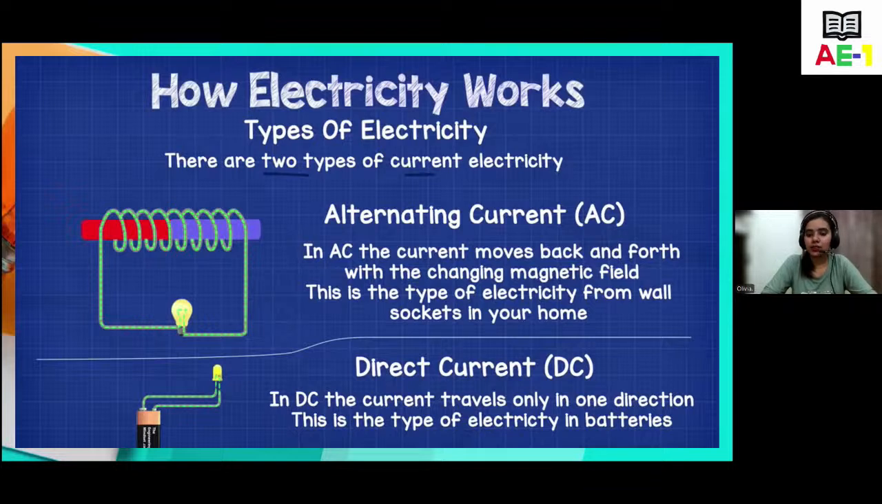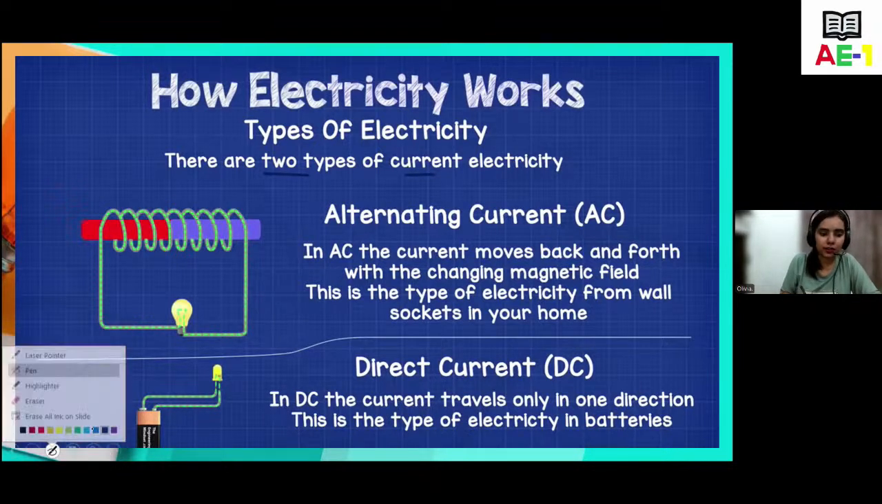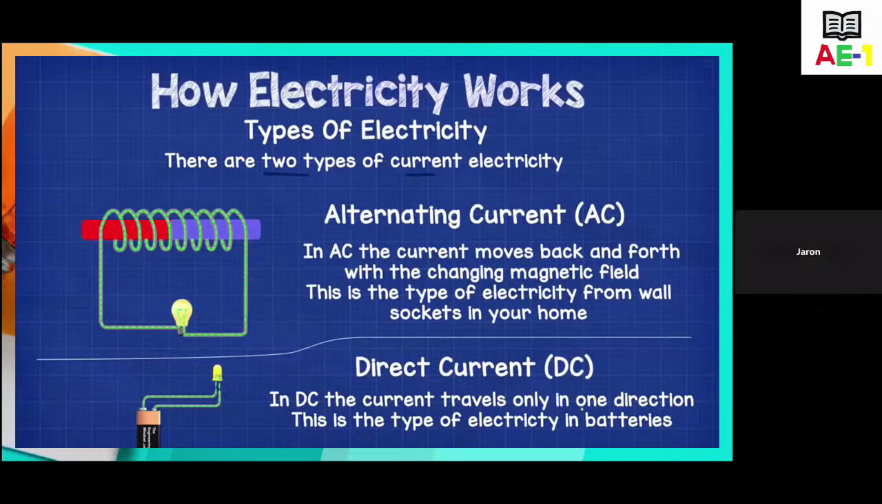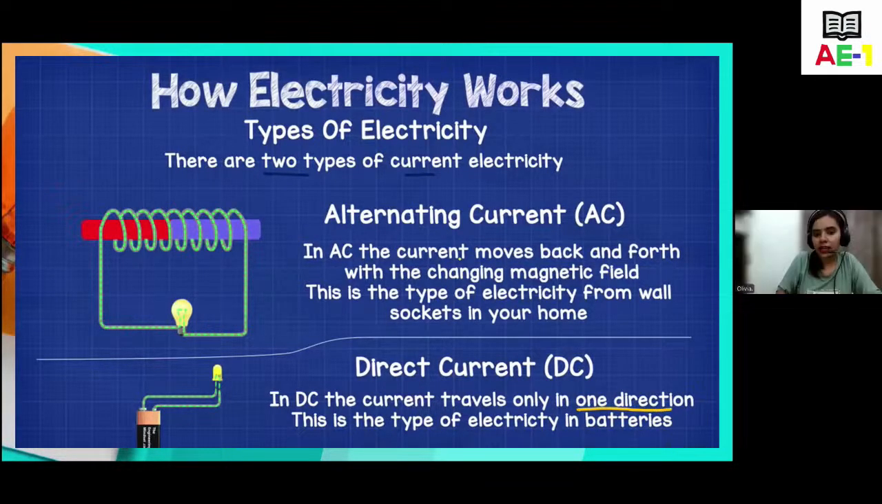The other one is direct current, in short DC, which travels in only one direction, whereas AC moves back and forth. AC always keeps on changing its direction, but direct current is always in one direction. An example of alternating current is the electricity in all the sockets of your home, whereas DC is the energy from a battery. I'm writing that here: energy from battery.